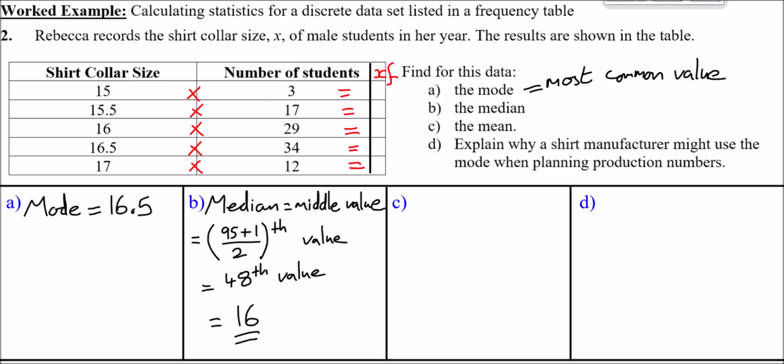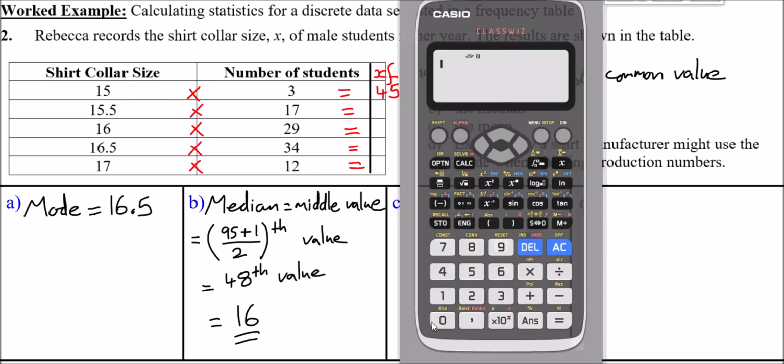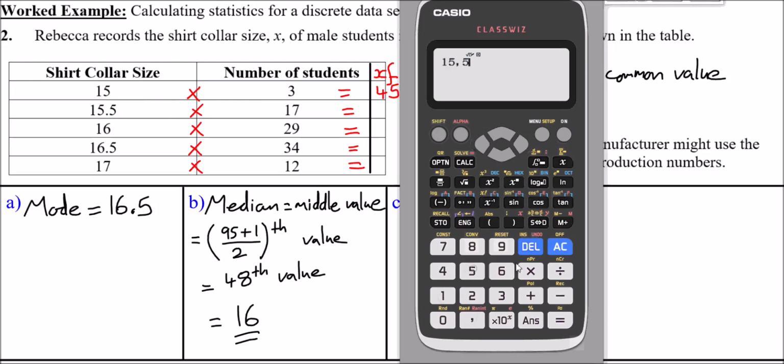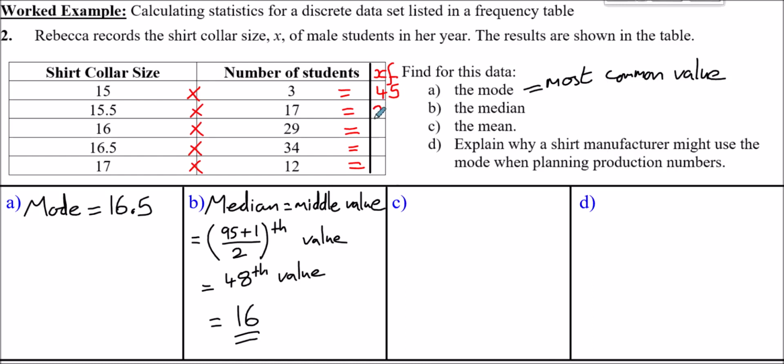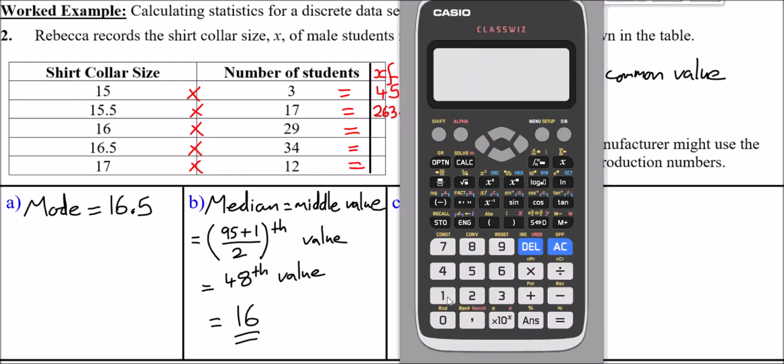So first of all, 15 times 3, that's going to give us 45. Generally speaking, it's safest to use a calculator. The next one's 15.5 multiplied by 17. So 15.5 times 17 gives us 263.5. So we write this down as well. Next one, 16 multiplied by 29. So 16 times 29, that's going to give us 464.